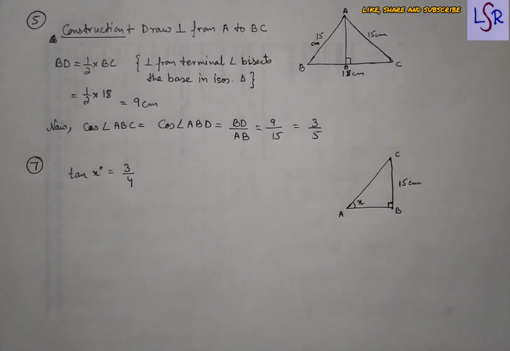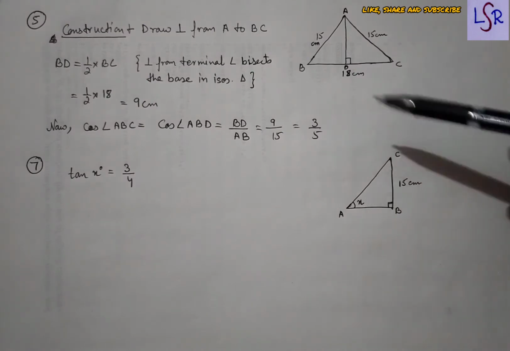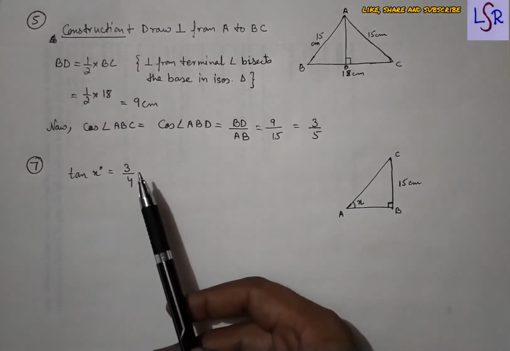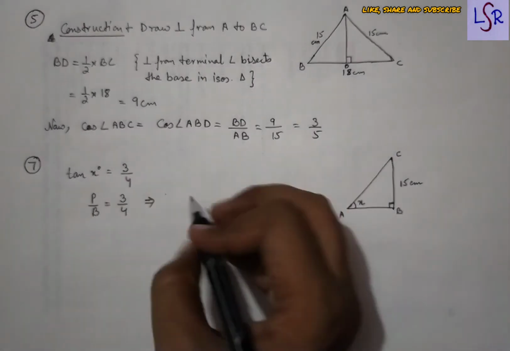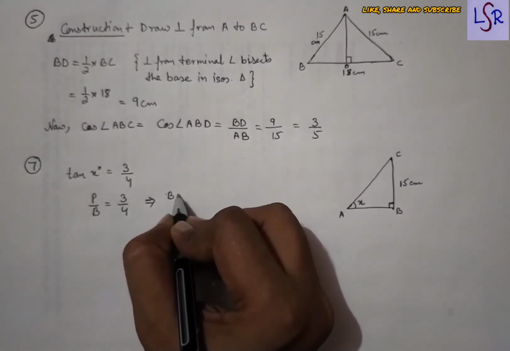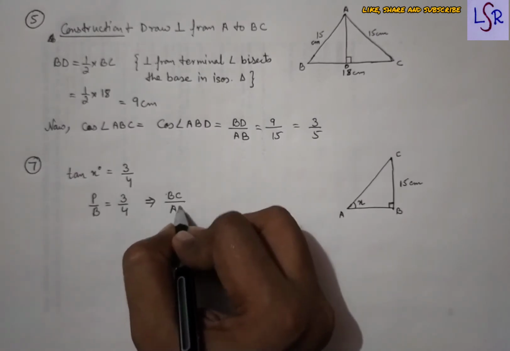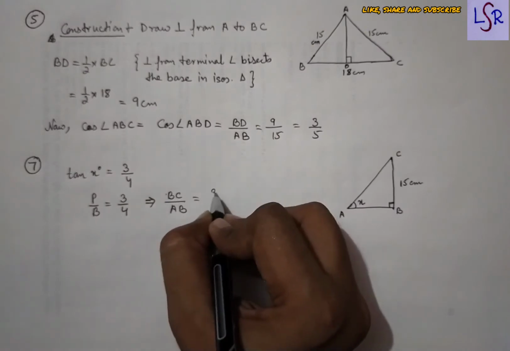Now let's see question number 7. In this question we have been given a triangle with one side BC and the angle, and here tan x is given as 3 upon 4. As we all know, tan x is perpendicular upon base, so we can take perpendicular as 3x and the base as 4x. And here perpendicular is BC and the base is AB, so we can also write BC upon AB equals 3 upon 4.